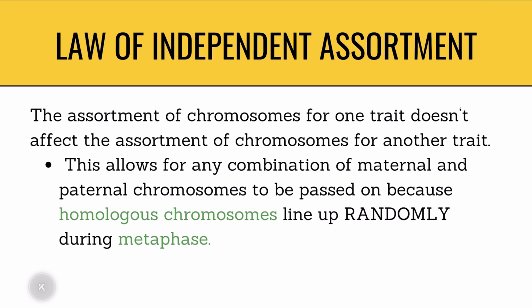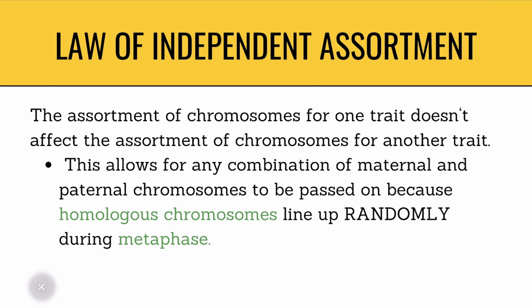And then that leads us to the last law, which is the law of independent assortment. This means that the assortment of chromosomes for each one trait doesn't affect the assortment of chromosomes for another trait. This means that you can have any combination of maternal and paternal chromosomes to be passed on because homologous chromosomes lined up randomly during metaphase.